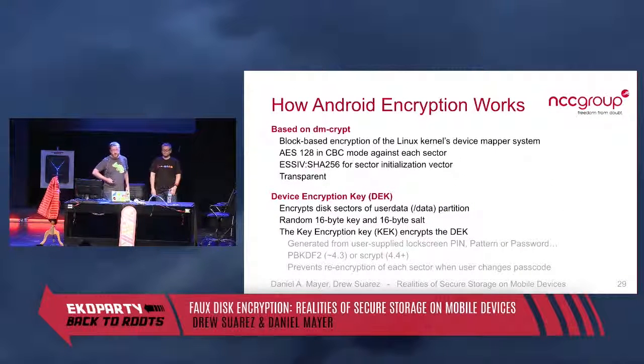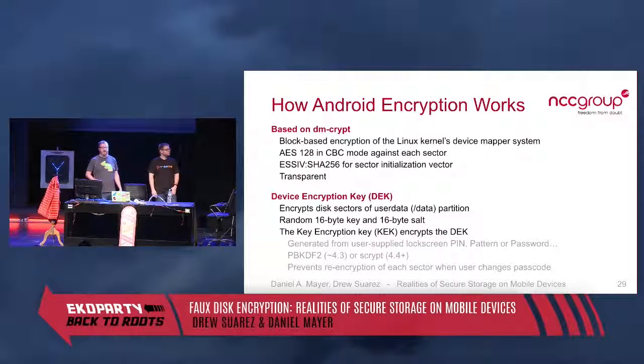So we'll talk a little bit about how Android encryption works. It's based on dm-crypt, which is the block-based encryption of the Linux kernel's device mapper. They use AES in 128 CBC mode, and they use ESSIV with SHA-256 for each disk sector as an initialization vector. And as I mentioned before, this is transparent to the user.